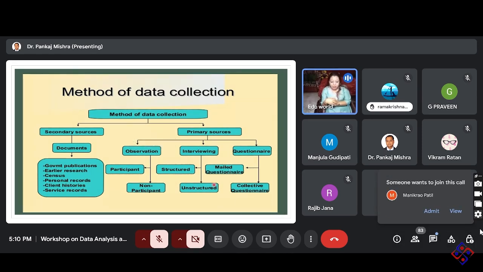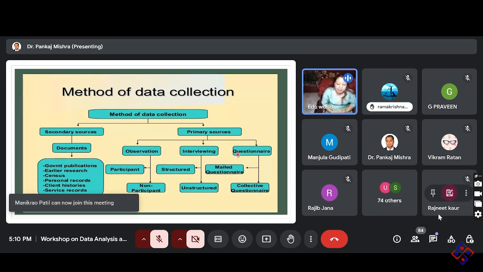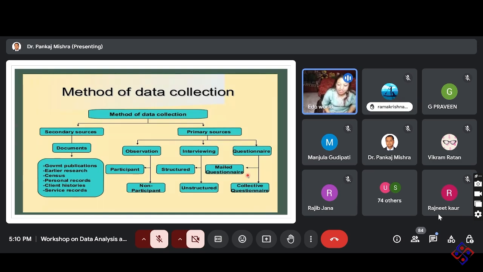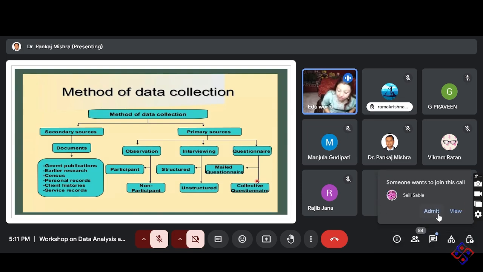Now we are coming to the questionnaire. A questionnaire can be collected in a group, like in a class. Obviously, this is a class. Now I'm sharing one Google link, and in that link you have a number of questions. I have asked you to please respond to those. So that one comes under the mail questionnaire and the collective questionnaire.